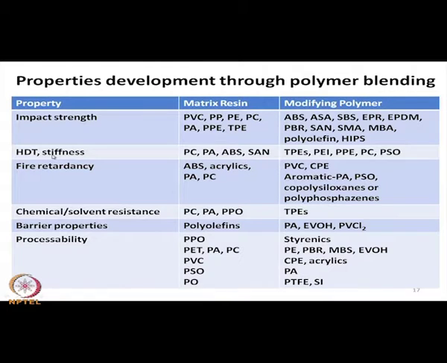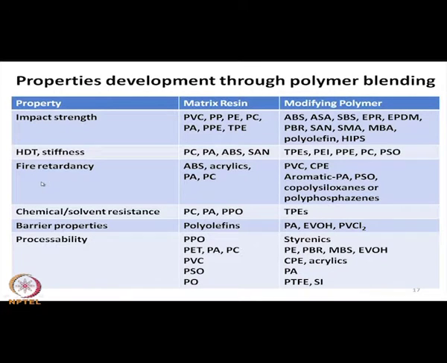Stiffness can also be increased. Say these are the matrix resins, matrix polymers: polycarbonate, polyamide, acrylonitrile butadiene styrene, styrene acrylonitrile. So, thermoplastic elastomers can be used, polyetheramide can be used, polyphenylene ether can be used, polycarbonate again can be used with another polycarbonate with PVC or PC, polycarbonate with ABS or PC with thermoplastic elastomer, etc., etc.